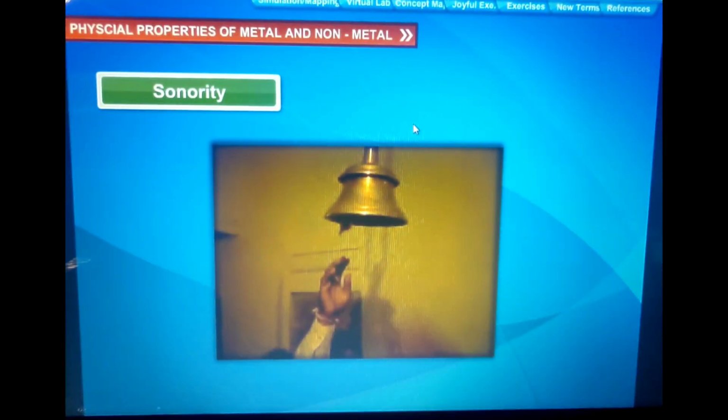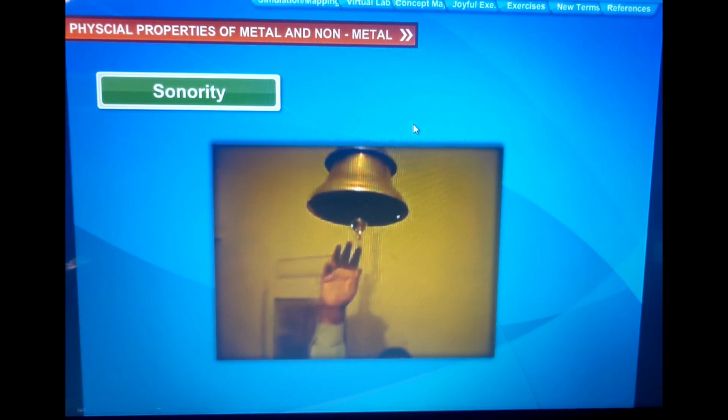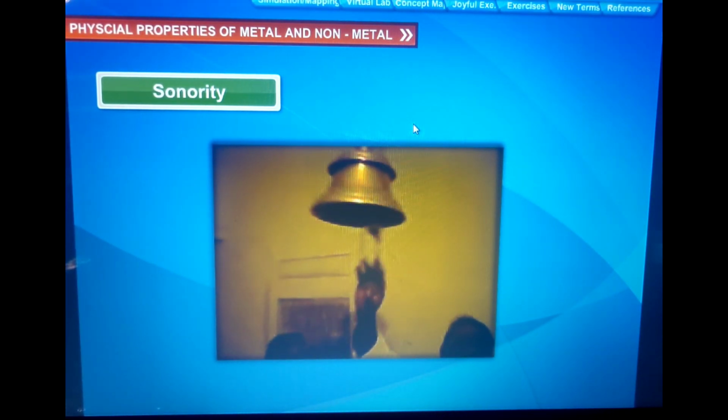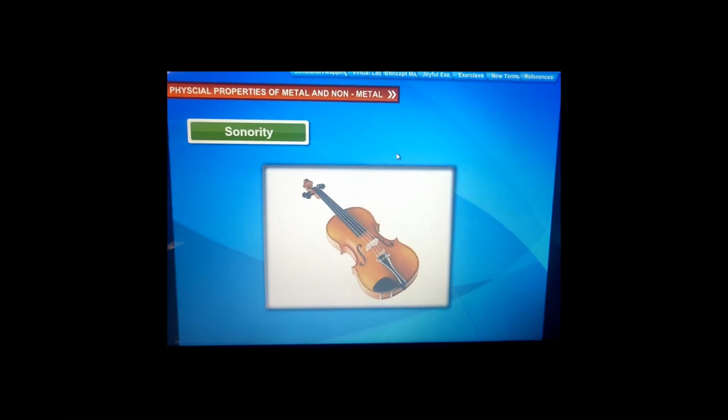Sonority. The property of producing a ringing sound by metals when they are struck with a hard material is called sonority. Solid non-metals do not make a ringing sound.